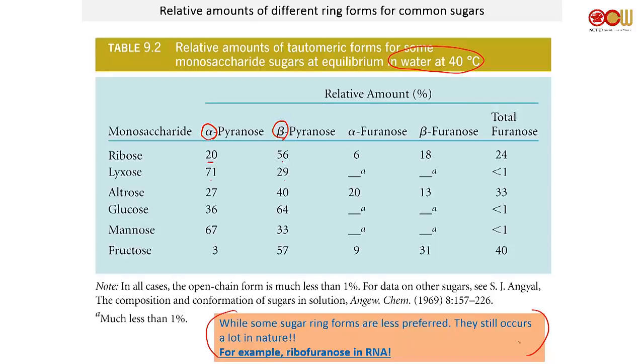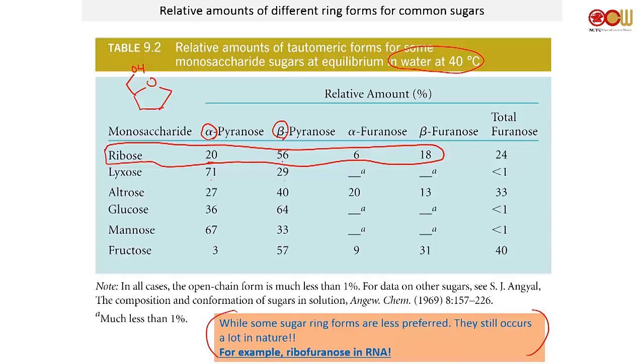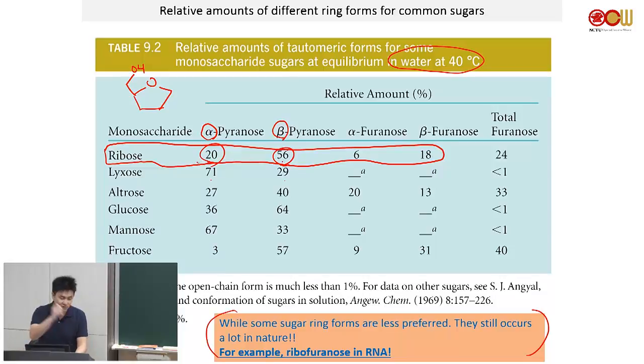Having said that, note this box: while some ring forms are less preferred, they still occur a lot in nature. For example, ribofuranose in RNA. When we draw RNA, we always draw it like that. Now that's a furanose, but ribose would prefer to have pyranose, right? But in reality, when it's in the cell, it wants to be in the furanose form because we have cellular functions that make it that way. It's not just in water; the solvent's water, but you have other cellular processes that will make it into furanose instead of pyranose. If you only dissolve it in water, of course pyranose will be preferred, but in this case, ribose will be a furanose in cells.